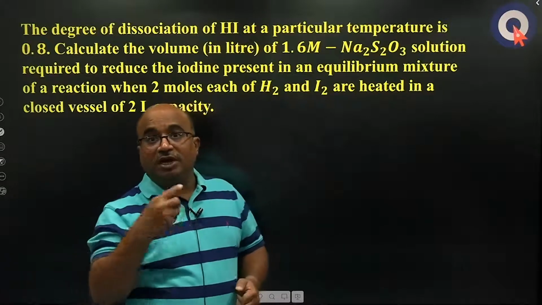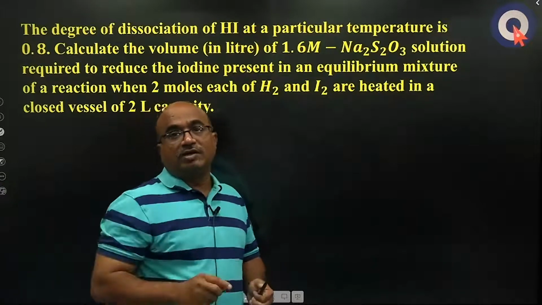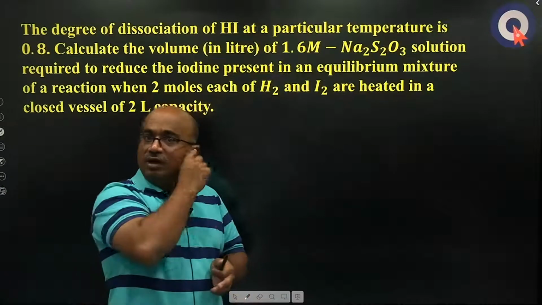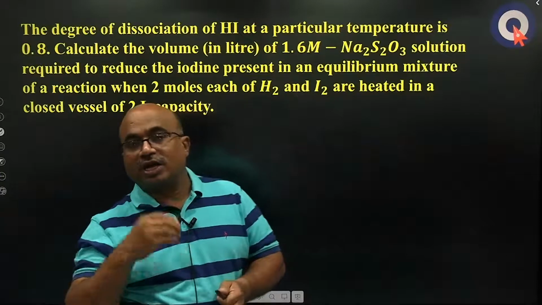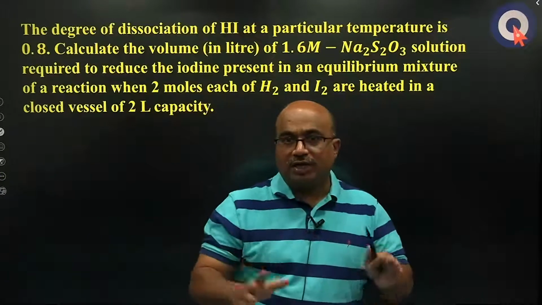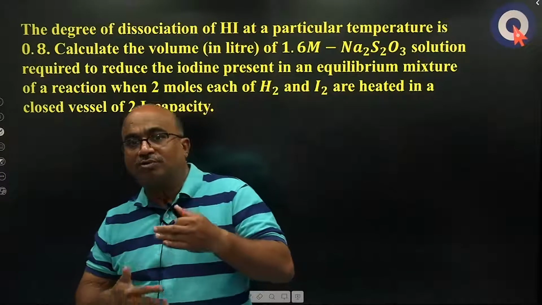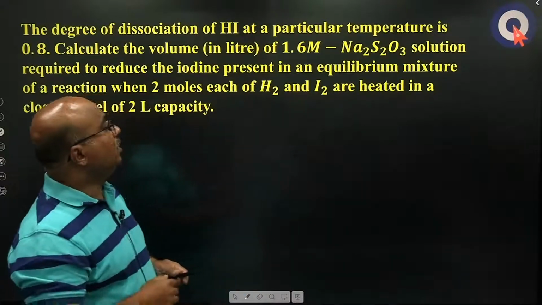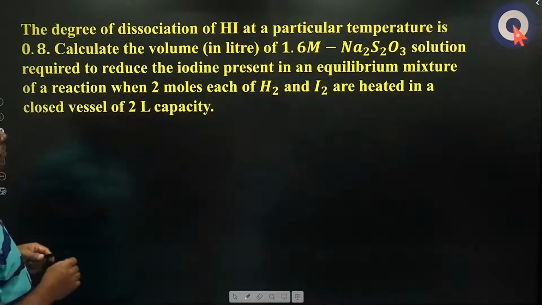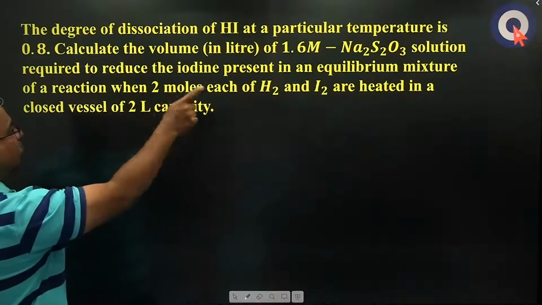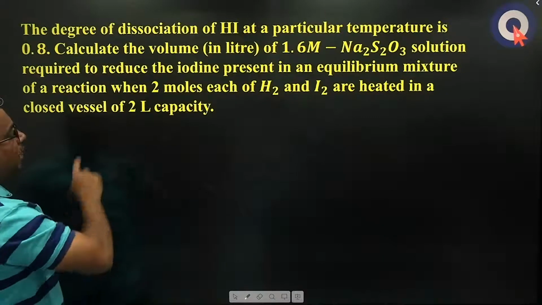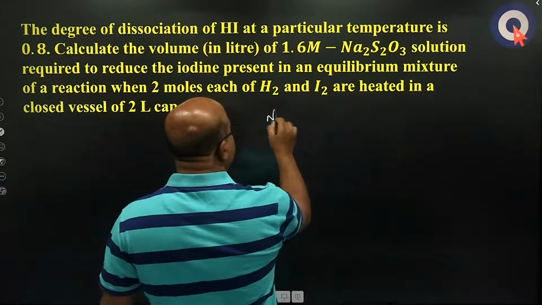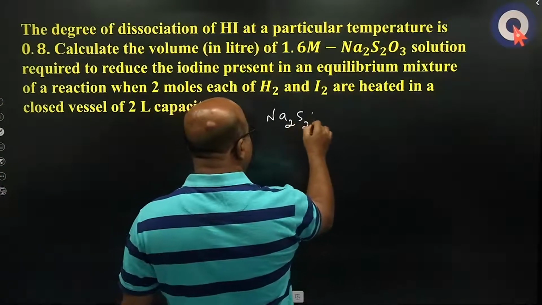From that we are able to determine the other concentrations, other active masses, so that we can calculate Kc values or Kp values or anything, whatever we write in terms of some amount of this consumed for the reaction to attain equilibrium. So in such a situation, sodium thiosulfate reacts only with iodine and it reduces iodine. This is a standard reaction in iodometry titrations.